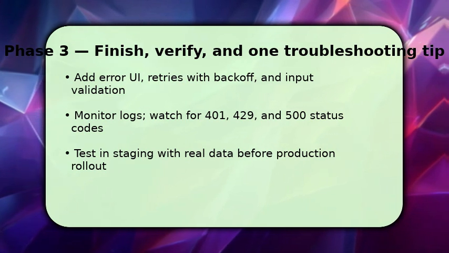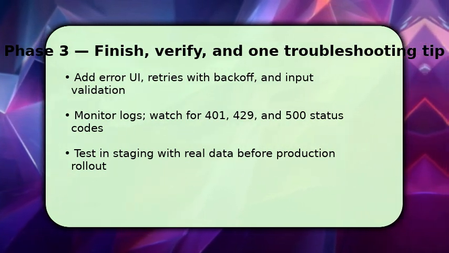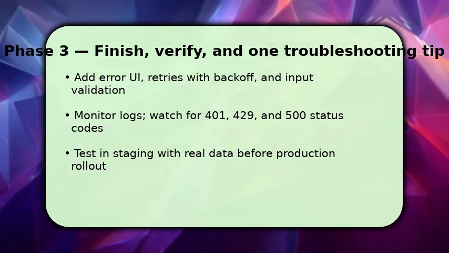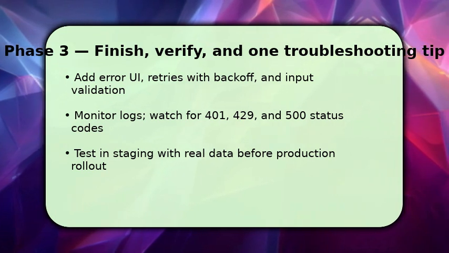Deploy a server proxy if you must hide the key, and enable basic caching to reduce costs. Once live, monitor logs and metrics to catch 401 or 429 errors early.